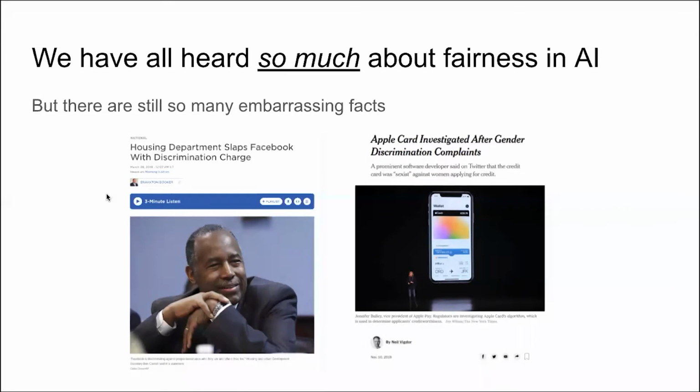Again, we can't know for sure what the ultimate finding of fact would be in a court of law, but what we can say is it appeared, at least from the media coverage, like that might be a possibility. So even though we've heard so much about fairness, still a problem.